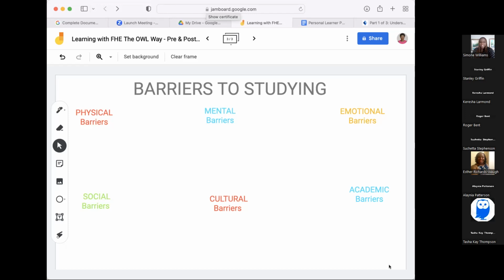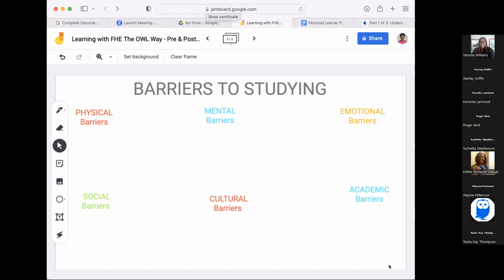What about some social barriers? Let's just look at some social barriers. Peer pressure is a social barrier, right? And we have a lot of that. You come, you want to study while your friends want to go to a party.